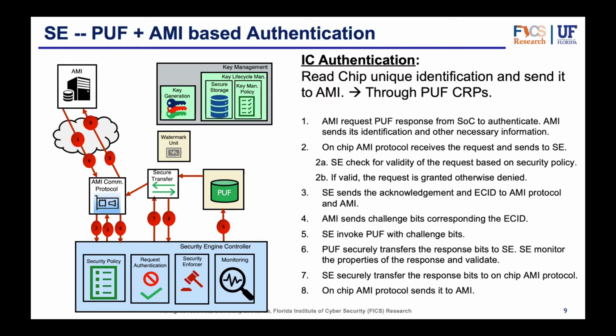And once it is proven that the request is coming from a legitimate AMI, then it sends its ESET information, then AMI looks into the database under the ESET, and identifies a set of challenges. The challenges go to the chip, the security engine applies them to the PUF, and so on and so forth. So this is a process we put in place as an example of how a security engine, through on-chip AMI, through a host server, communicates with a cloud AMI to be able to enable authentication at any point in time.